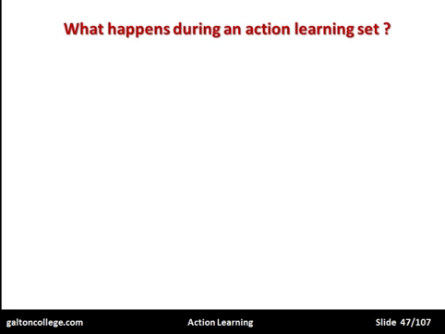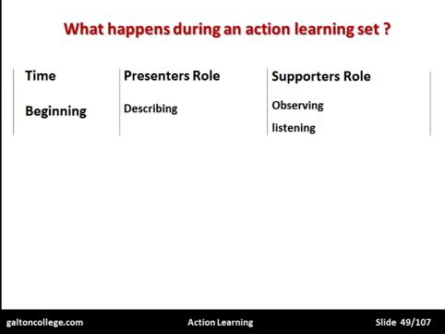Now, what happens during an action learning set? Well, we have time, we have presenter's role, and we have supporter's role. So we have three aspects to consider in the context of action learning. First of all, at the beginning, the presenters are describing, and the supporters are observing and listening. So at the beginning of the learning set, it's describing the situation, describing the circumstances, describing the background, describing the issue. And the supporters are observing it, are looking at it, and listening to what's been said.